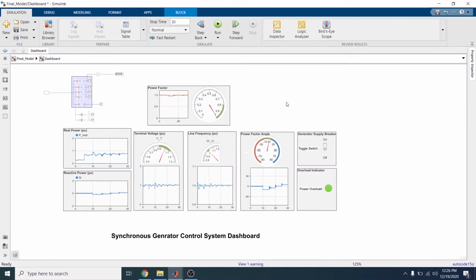So we can see the results from the dashboard. The real power is changing, also the reactive power is changing, so the power factor is changing, and our generator excitation system is trying its best to keep up with the load changes and keeping the terminal voltage at 1 per unit and also the line frequency constant.